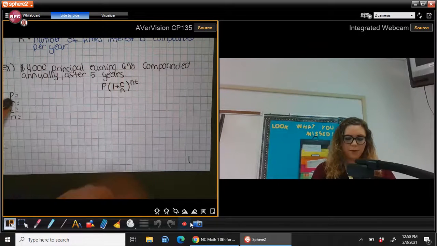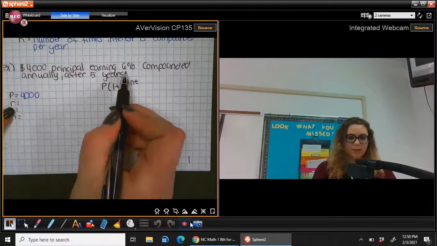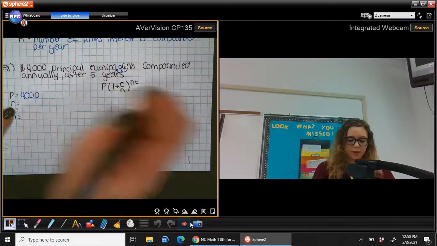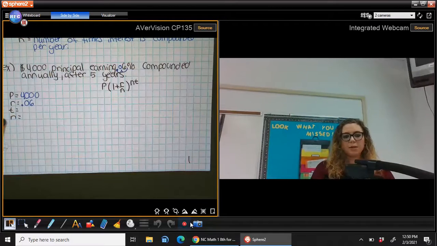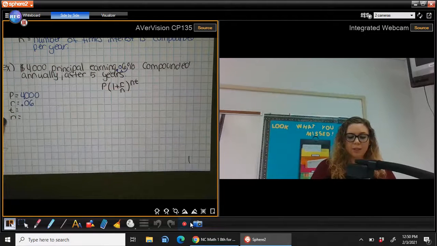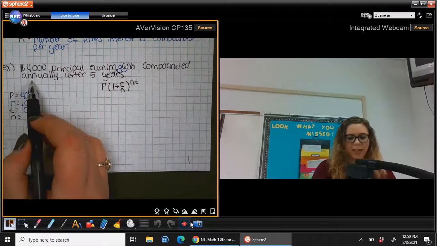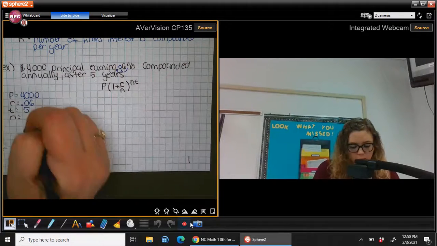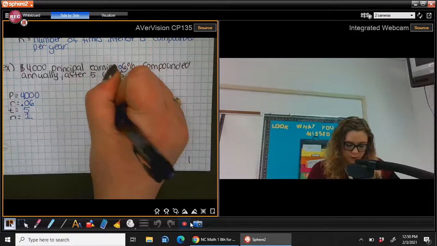My principal is 4,000. My R is 6%, but I want to change that to a decimal, so move 2 places to the left. And I have 0.06 because I want it to be a decimal. My time is how many years, so it's 5 years. And this says compounded annually, so how many times per year would it be compounded? Once. Now plug this information into the formula.